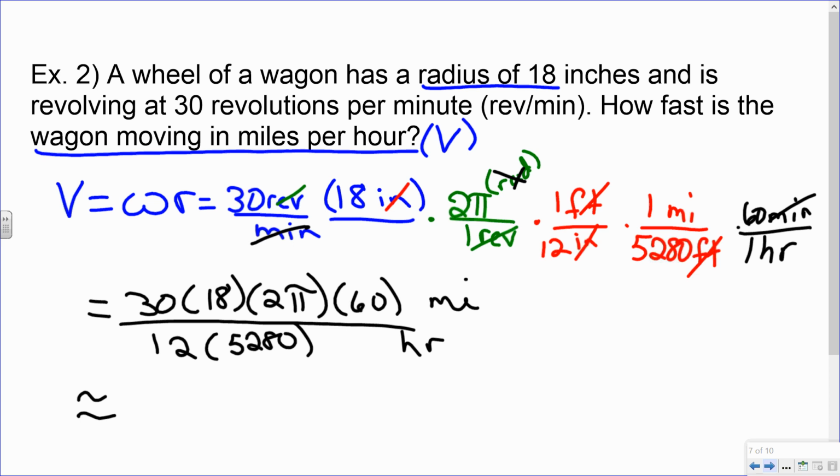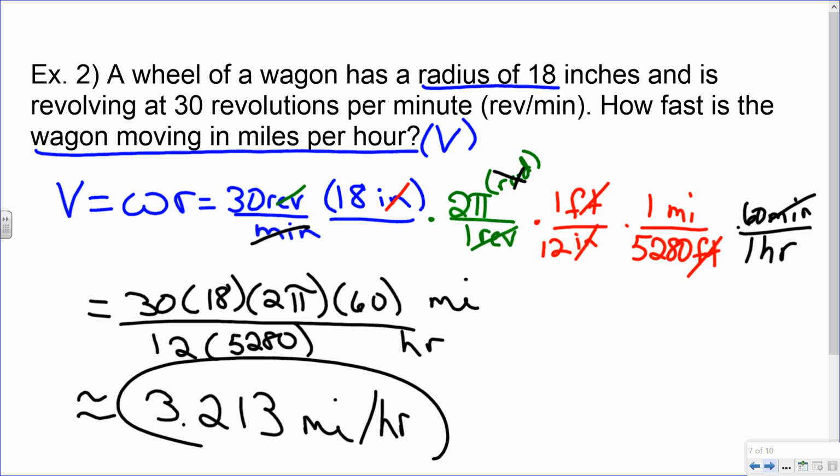Ryan, what'd you get? You're starting to write. What'd you get when you punch that in? Well, go ahead and put the pi in. Anybody else? 3.213 miles per hour. We good with that? And no, I'm not going to, on these, ask you to do it with a simplified pi answer. Okay, let's do one more.